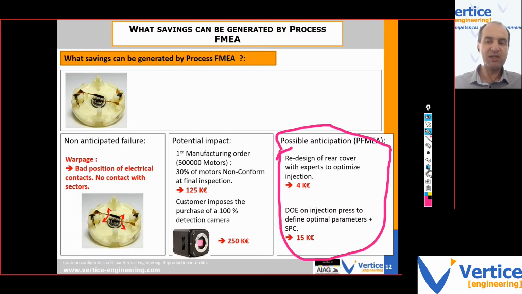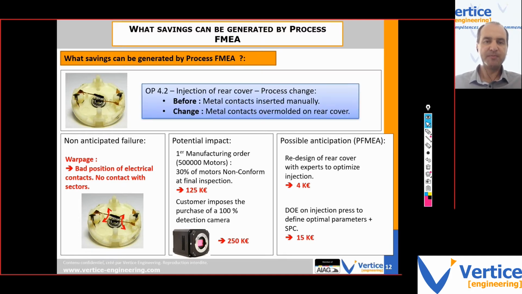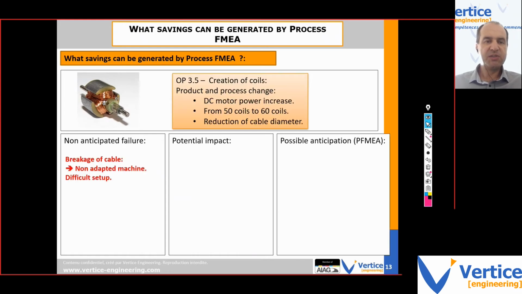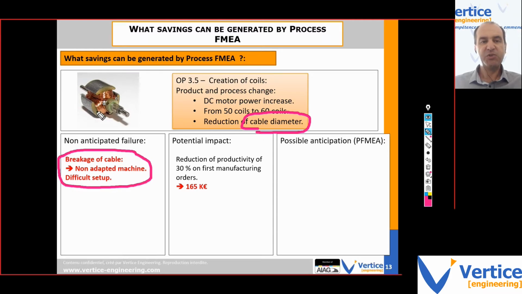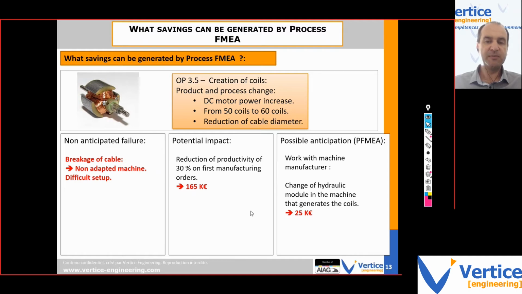And actually, it's often the case, 1 to 100 ratio when Process FMEA is implemented in terms of savings that can be achieved. Another example is if we have a reduction of cable diameter, we may have an issue that we didn't anticipate: during the industrial coiling process, we may have difficulty to set up the machine and we may have some breakage of cable. It may actually affect dramatically the productivity of the line. It may have a strong impact on the budget of the project.